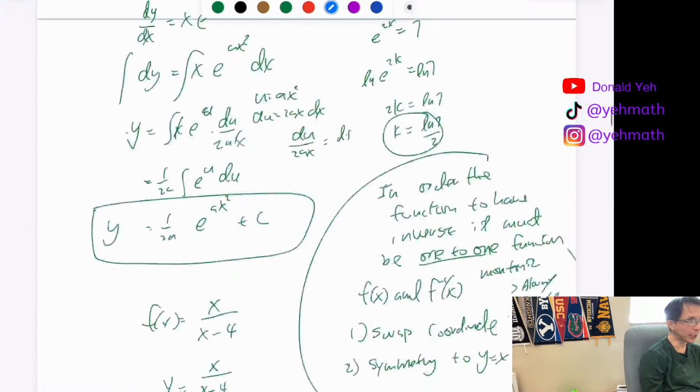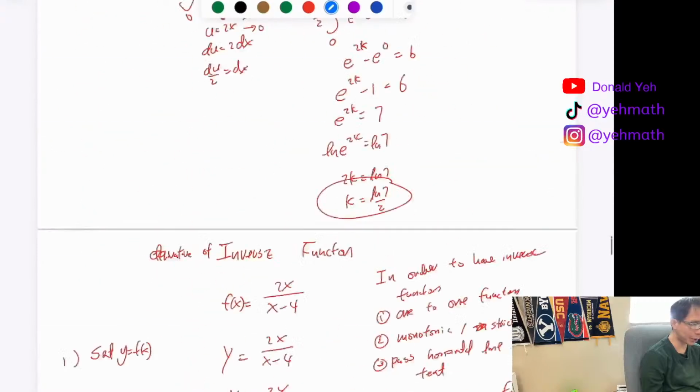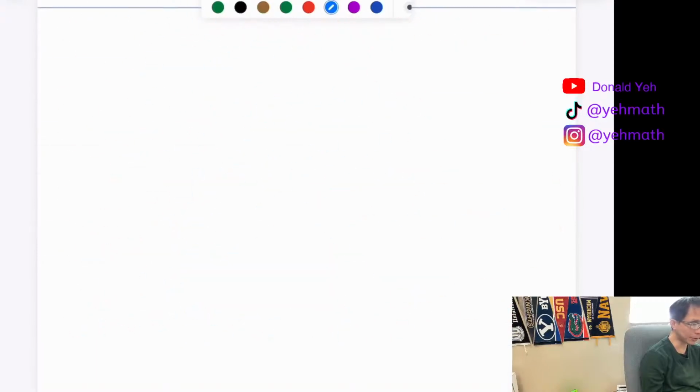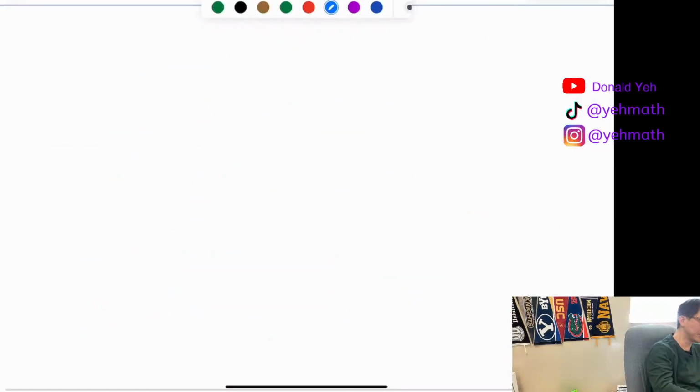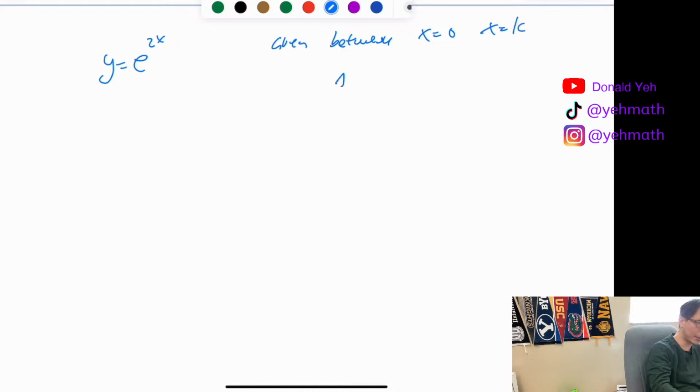Okay, one more thing. Remember 2 days ago I had this question? I will put this question on the test, so you might want to write it down. 2 days ago I had y equal to e to the 2x, and I said find the area between x equal to 0 and x equal to k. The area is equal to 3. You guys remember that?